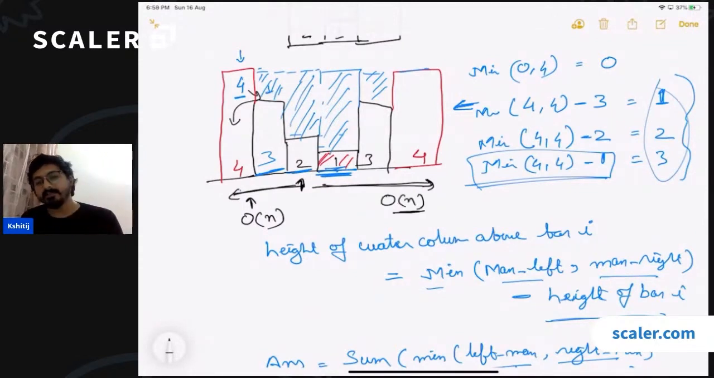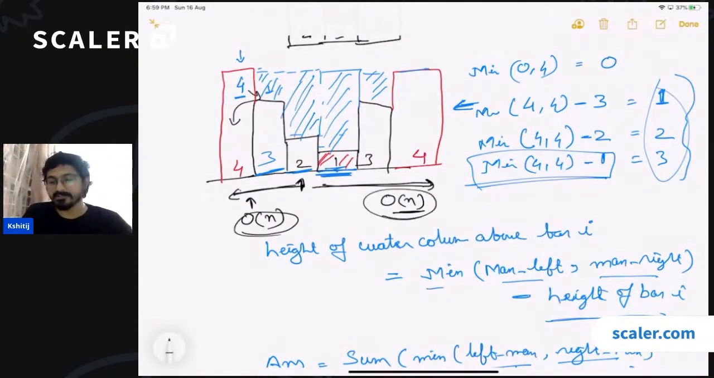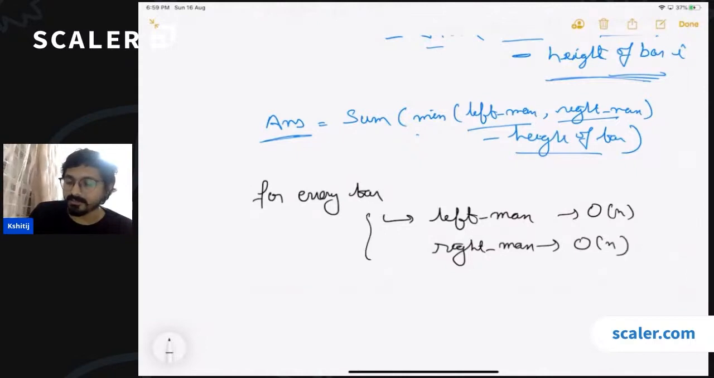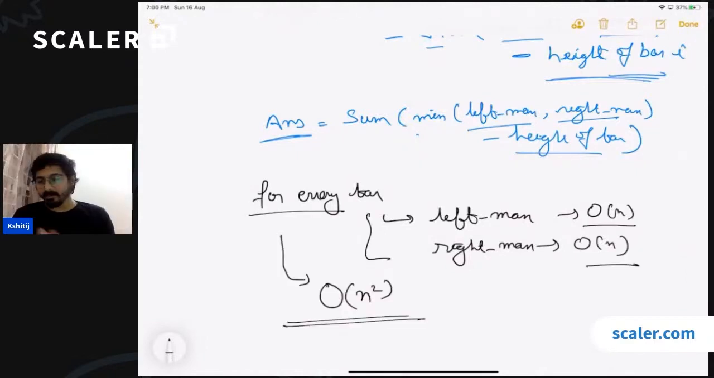So to calculate the water column above each and every bar, we are doing an order n operation because these two are going to get added, right? And we are going to do this operation for each and every bar. There are n bars in total. If there are n bars and for every bar our calculation requires order n time complexity, what is going to be the total time complexity? Right, so there are n bars. For every bar we are going to do order n operations, so the total time complexity is going to be order n square. Okay, can we optimize this?